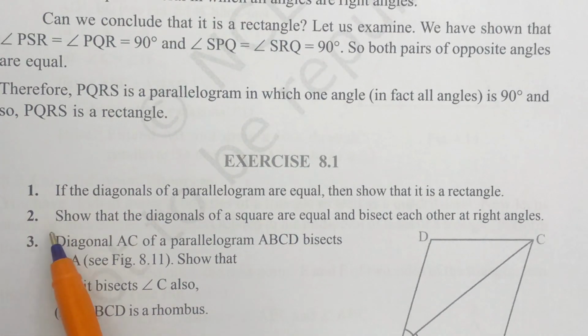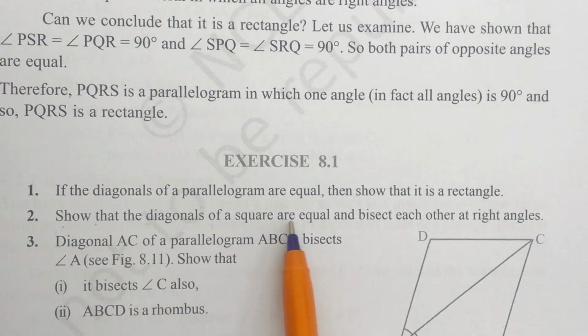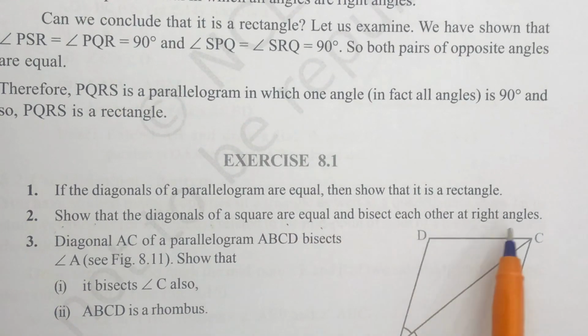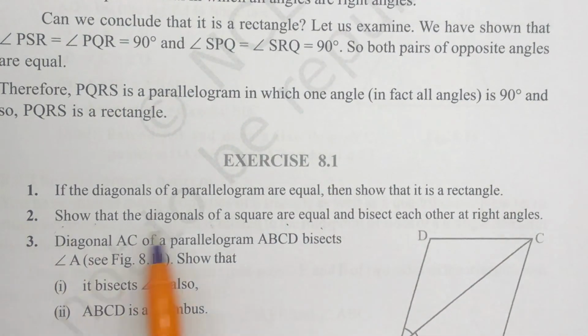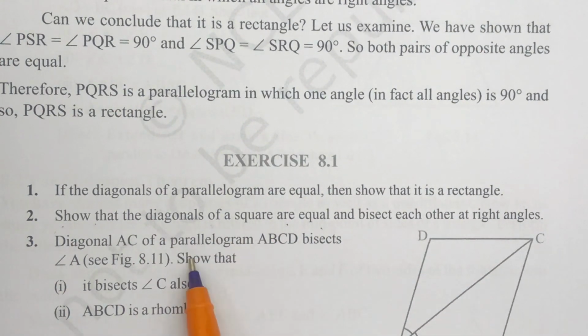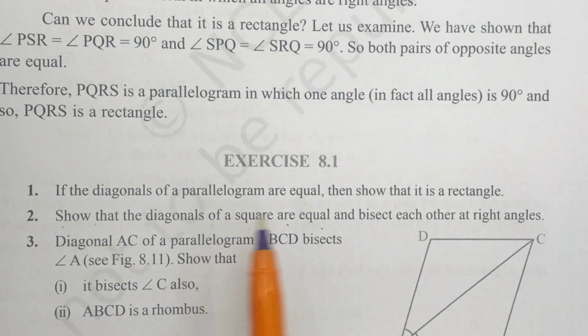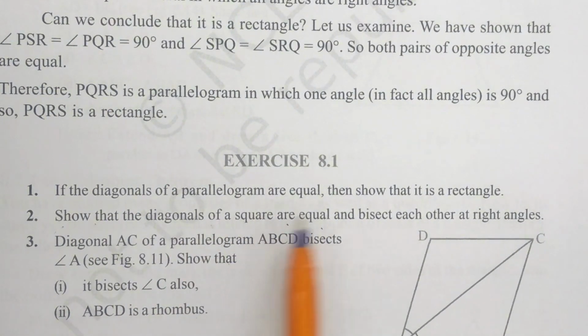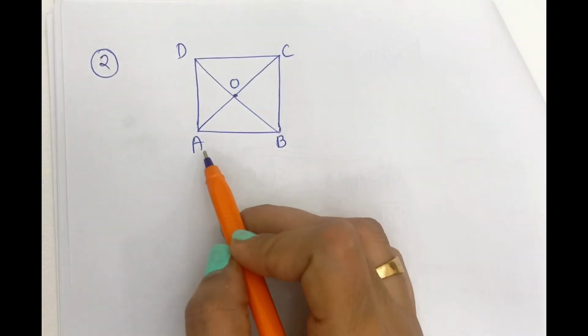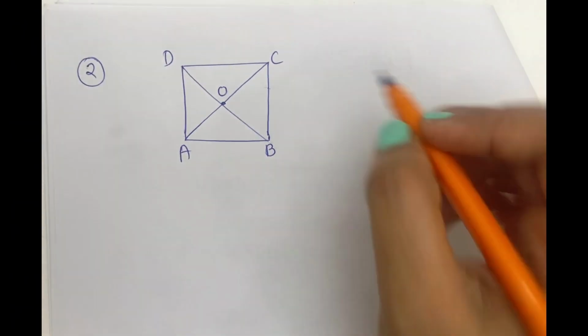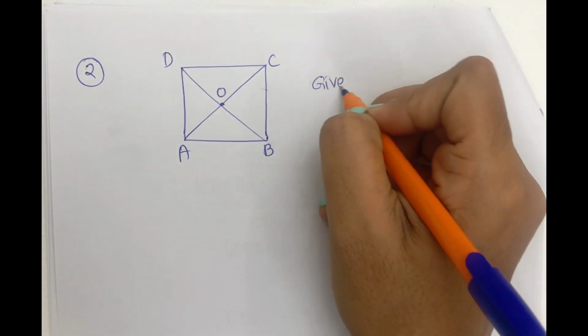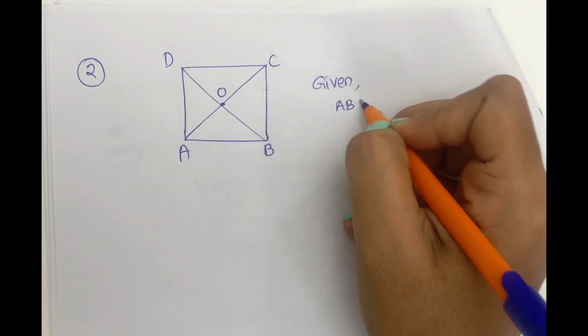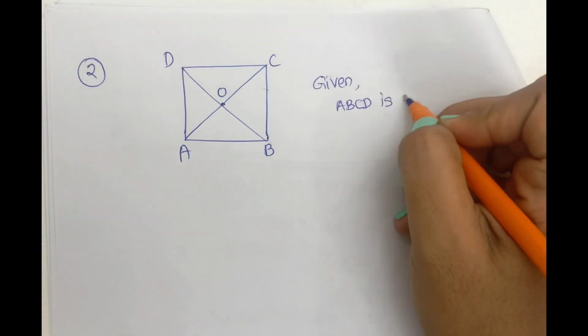Second question: show that the diagonals of a square are equal and bisect each other at right angles. A square is given, and we have to show that its diagonals are equal and bisect each other at right angles. So what is given? Given: ABCD is a square.